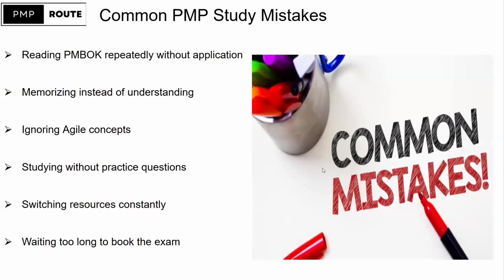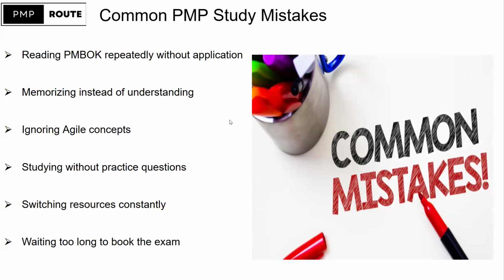Okay, so we are going to talk a little bit about the common errors that people generally have. The first thing is reading the PM book repeatedly without applying what you read. It's not important for you to do that. Memorizing instead of understanding. We talked about that. That's a mistake that people generally make.